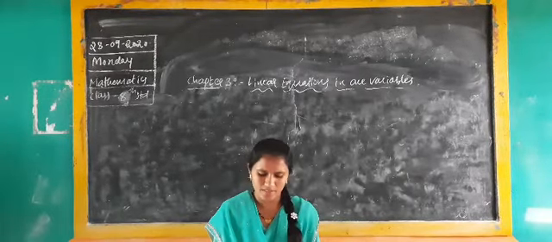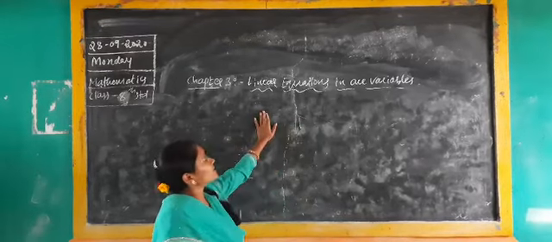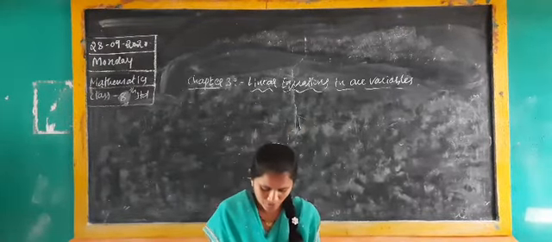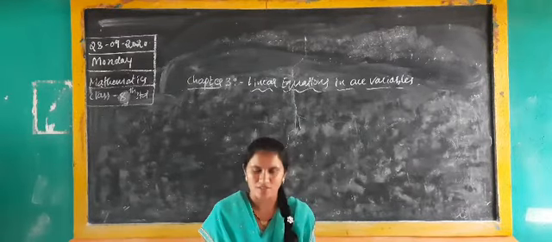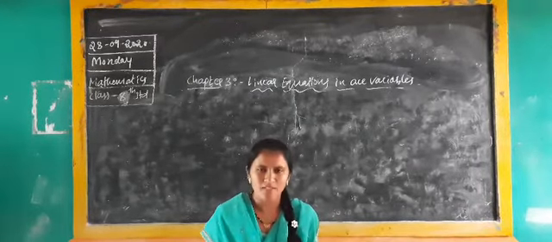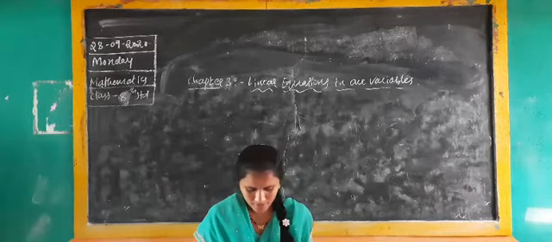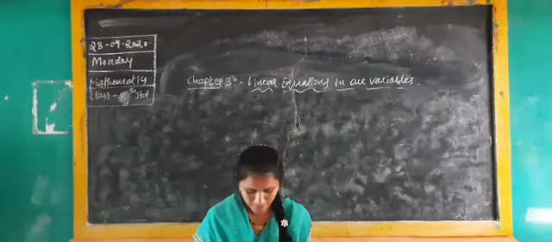Last class we discussed linear equations in one variable. In that, exercise 3.1 and 3.2 were also solved. Up to 13 problems I solved. Okay, now take down the 14th problem. What is given here? Exercise 3.2, 14th problem, on page number 40, is given clearly.